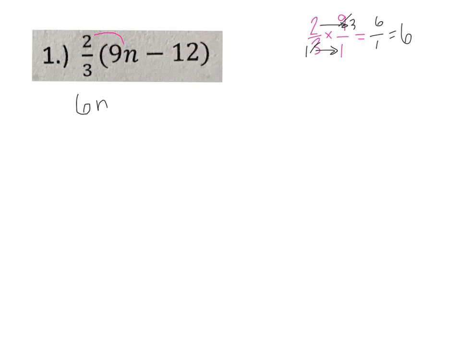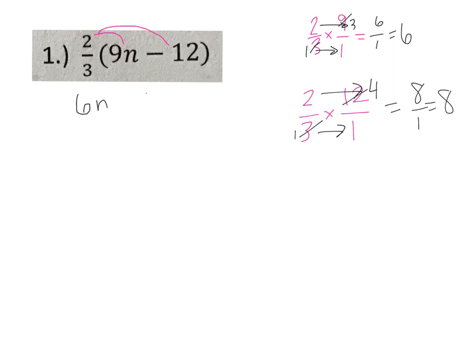Got it. 6n. Then we're going to take the 2/3 times this -12. So 2/3 times, again, I'm going to make it 12/1. I would again cross simplify, so this 3 and 12 have a 3 in common. 3 becomes 1, 12 becomes 4, and then I can multiply across again and get 8/1, which is 8. But a negative times a positive gives us that negative, so that's going to go in between. So my answer ends up being 6n minus 8.